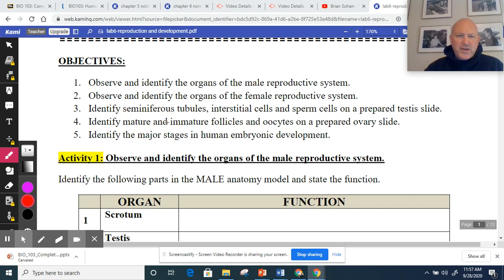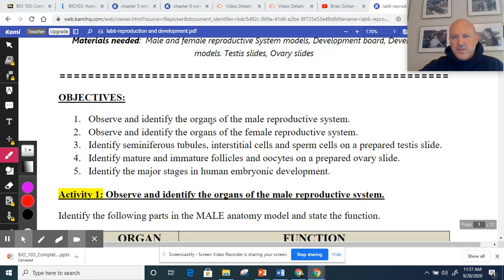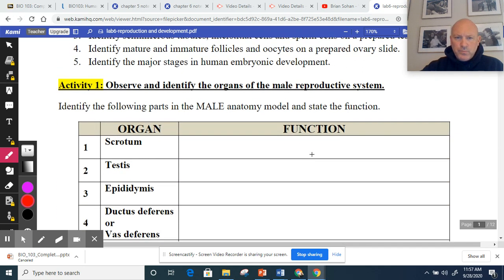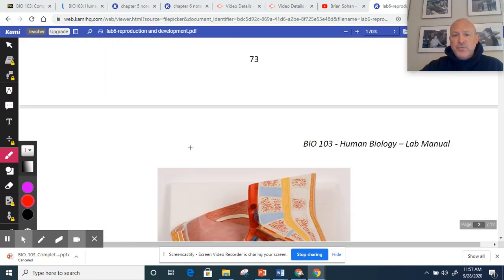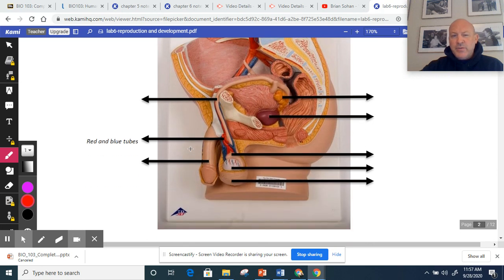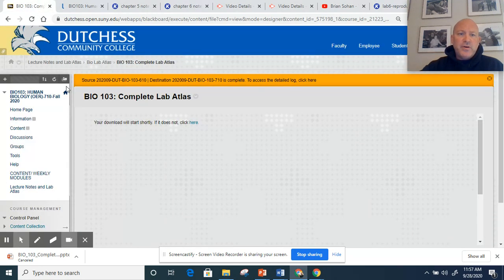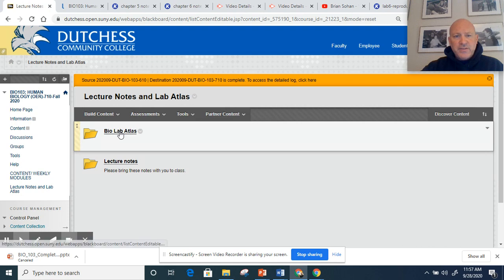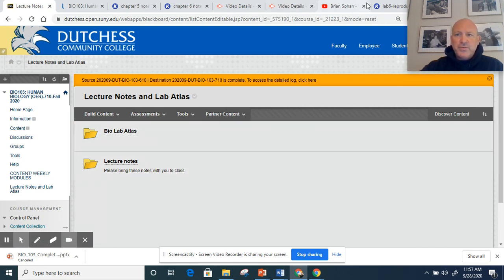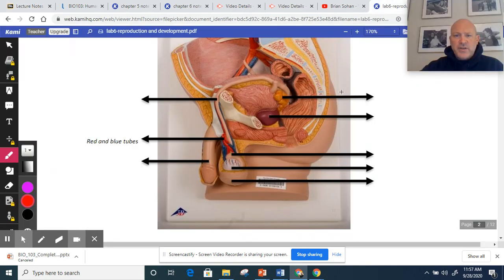I'm not sure how heavily we'll get into the stages of embryonic development in the lab because that's kind of model dependent, but we'll go a little bit into that. I will go over these functions with you. I will not label diagrams because the diagrams are available to you in this section over here, lab lecture notes and lab atlas. This lab atlas has all of those diagrams already labeled for you, so you could fill those in yourself.